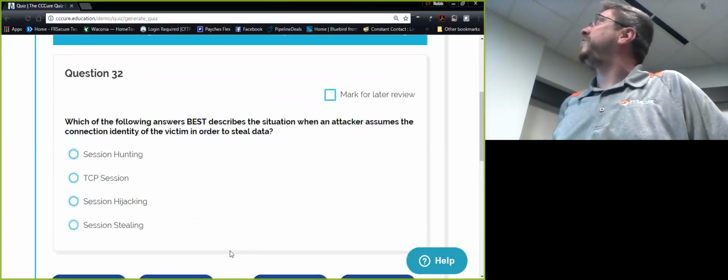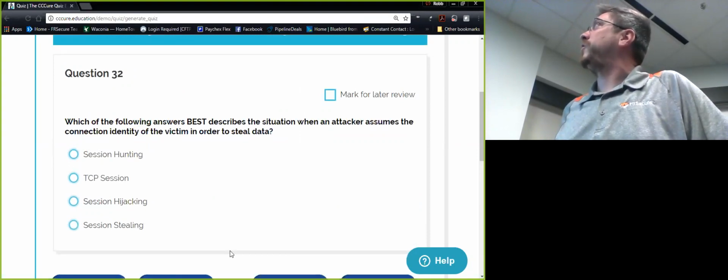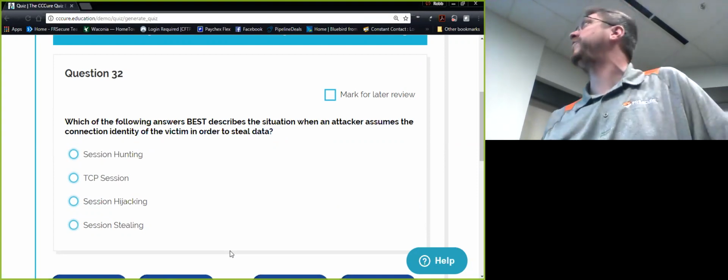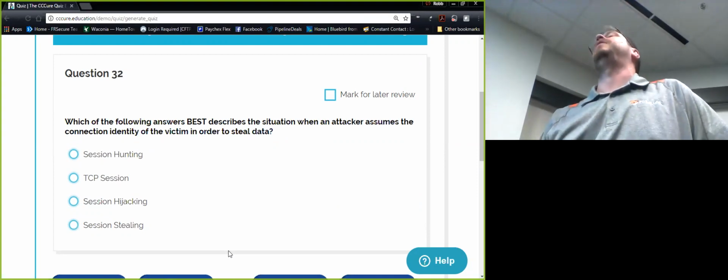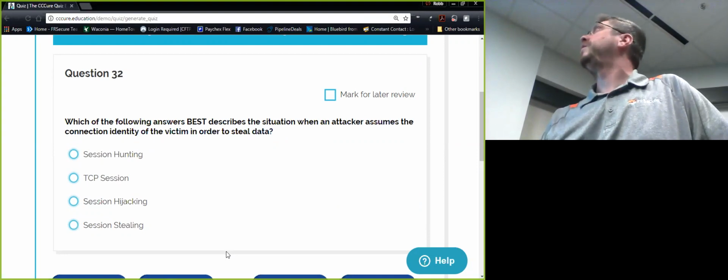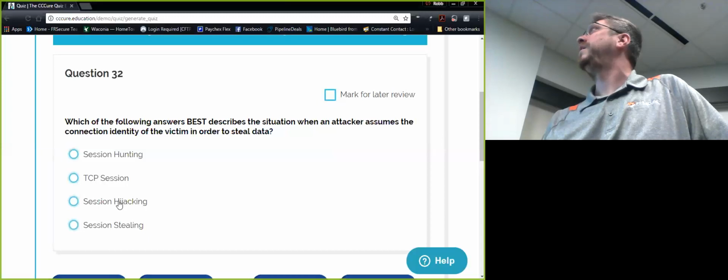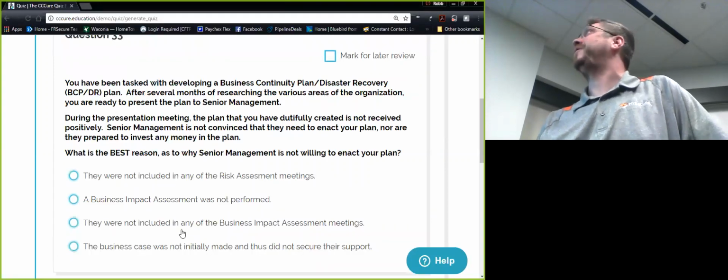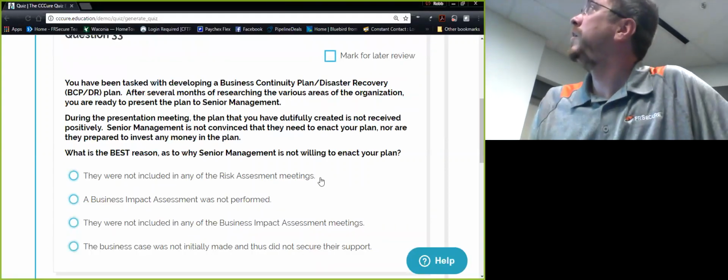The following best describes the situation when an attacker assumes the connection identity of the victim in order to steal data. Session hunting, TCP session hijacking, or session stealing. Yeah. I used to know what all the definitions were, and then I took the test and forgot them all.